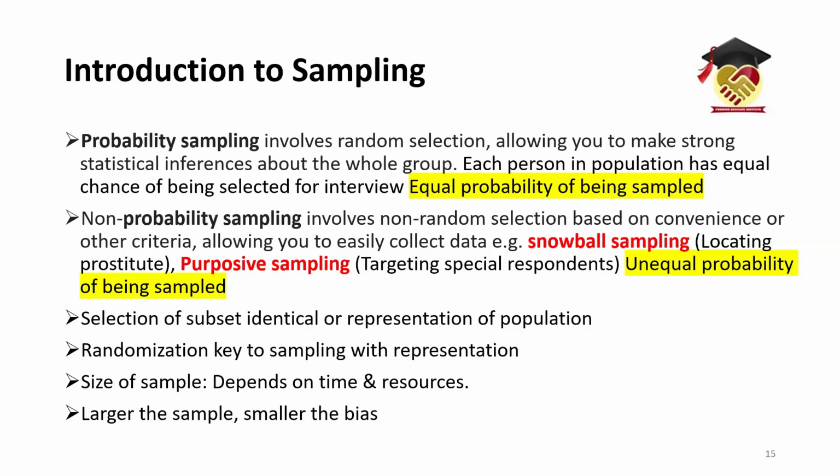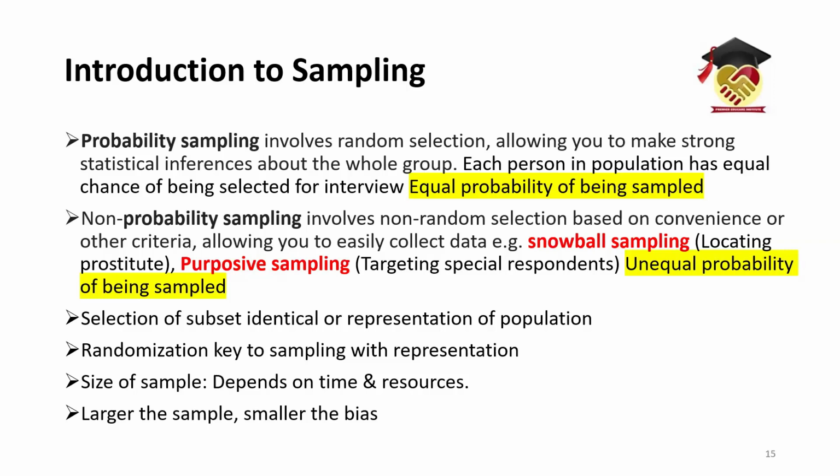So what do you mean by non-probability? Non-probability means the other way. You don't have that kind of chance. You are selecting whichever one you want. I want this person, I want that person. No randomness, no equal probability to select each and every one. I am selecting myself for my research. So that is basically what is meant by probability sampling and non-probability sampling, right?